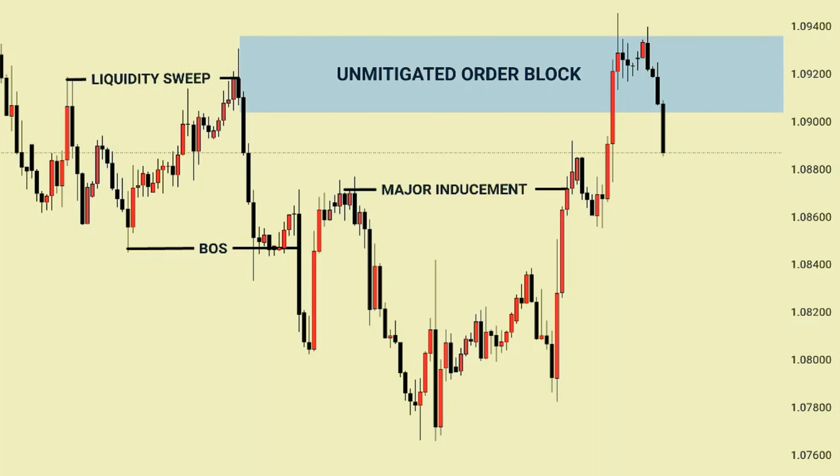Once enough traders are trapped, the market shows its real intention. Price gets rejected strongly and moves down with power. So remember this clearly. Major inducement comes after break of structure. It exists only to trap traders before the real move begins.